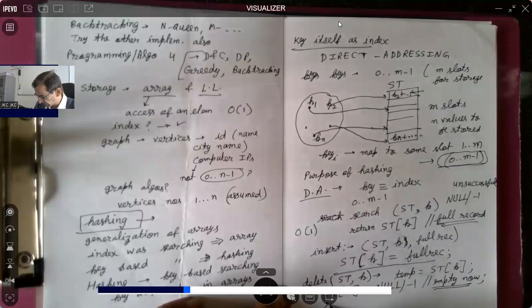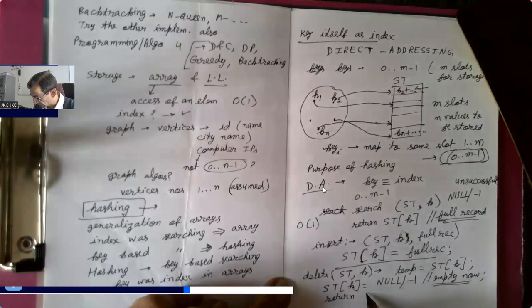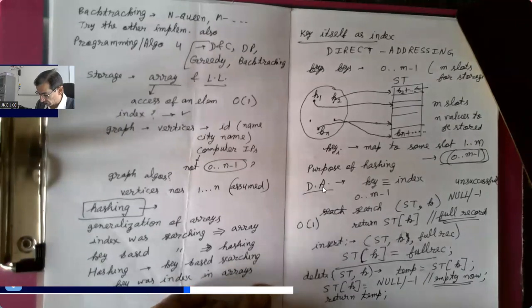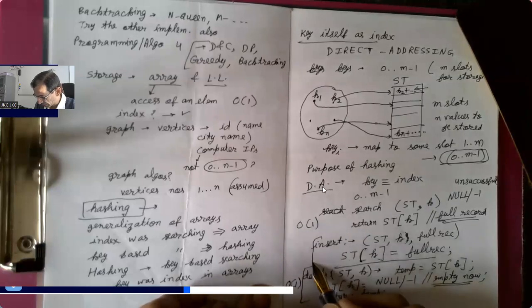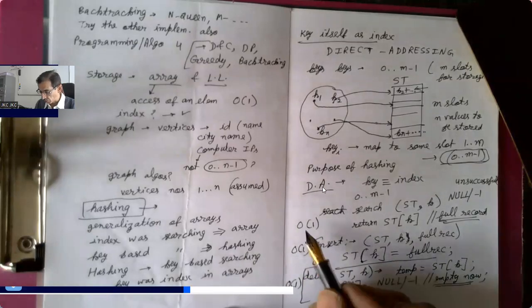And then I will return the corresponding value. Yeah. So I will say return temp. Now, this is also ideally order of 1. Insert is also order of 1. So I can see.